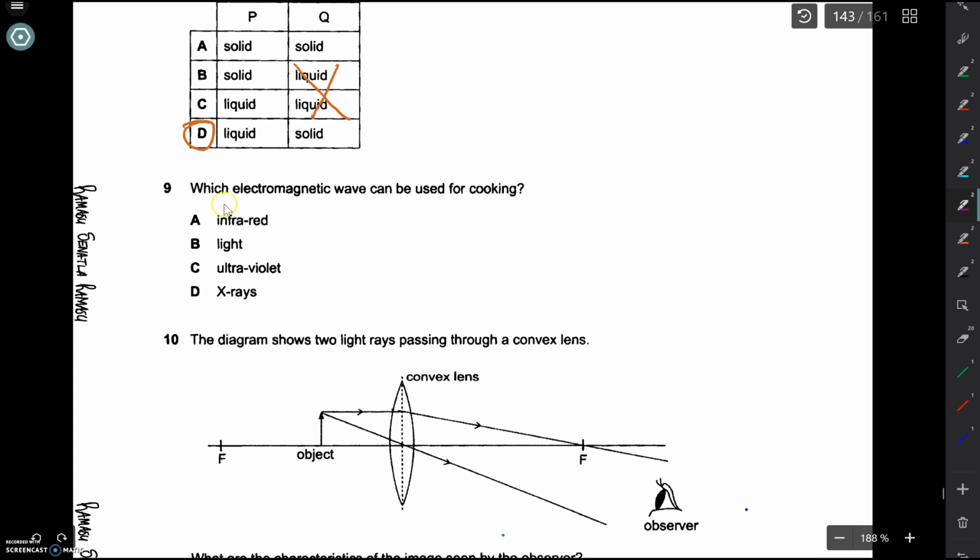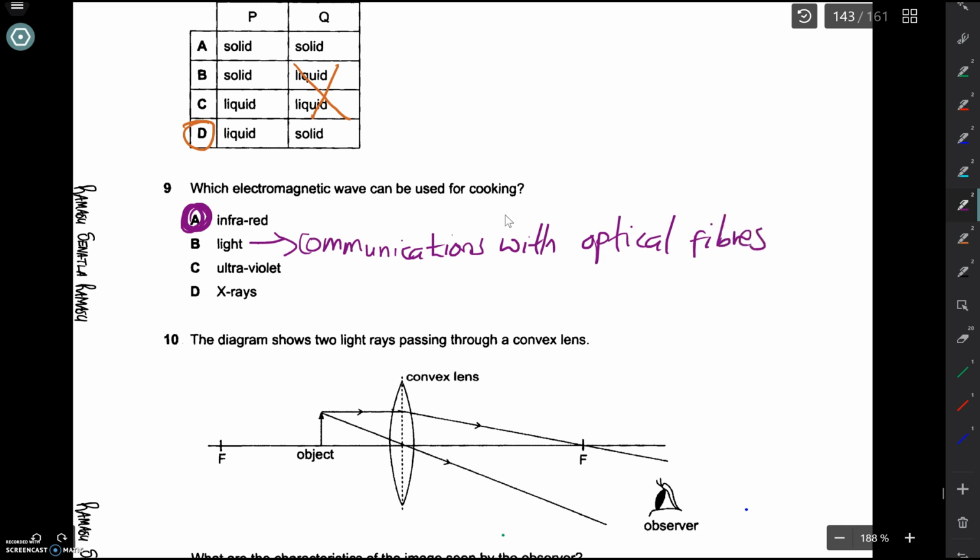Question 9 says which electromagnetic wave can be used for cooking? Well, this is infrared. Infrared can be used for cooking. Light can be used for communications with optical fibers. X-rays can be used for X-ray scans. UV can be used for sterilizing medical equipment and food. Yeah, let's just leave it at sterilizing medical equipment.